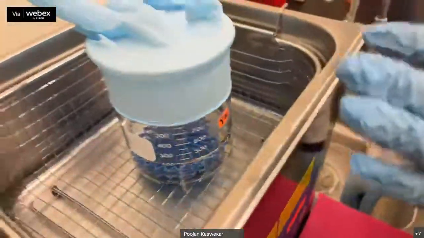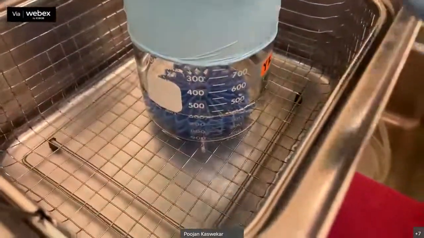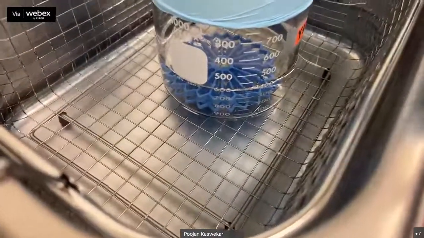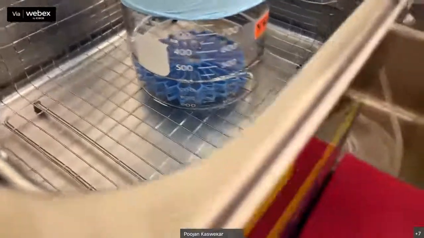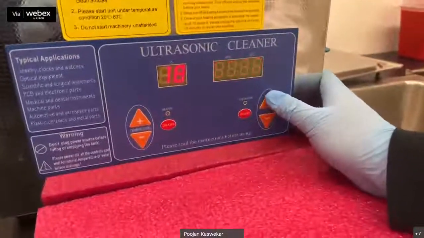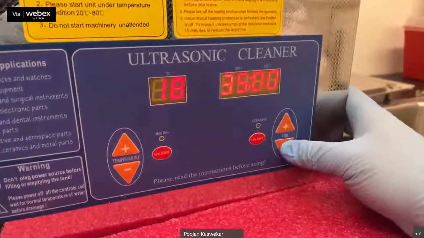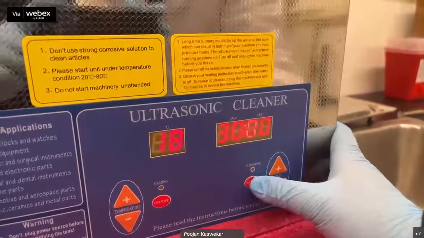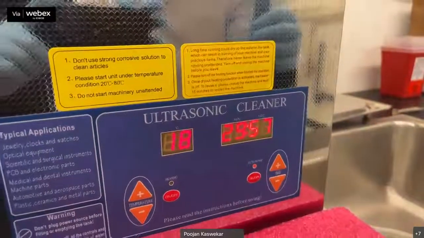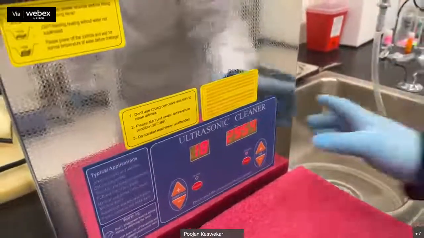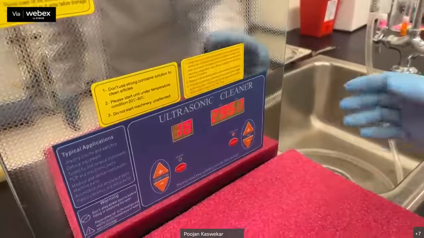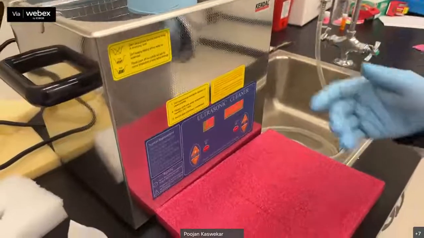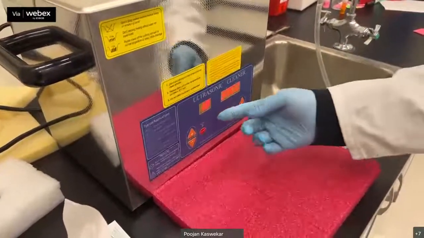So once the level is equivalent, we will put this glove on top of the beaker to prevent any dirt or other mixtures from getting into the solution. Then we will change the setting time. So the first step is 30 minutes, and then we can start. After the cleaning, you will see the temperature increases.